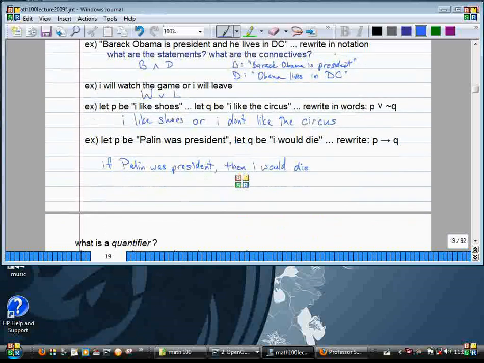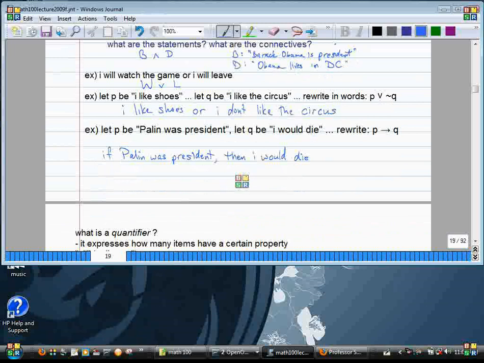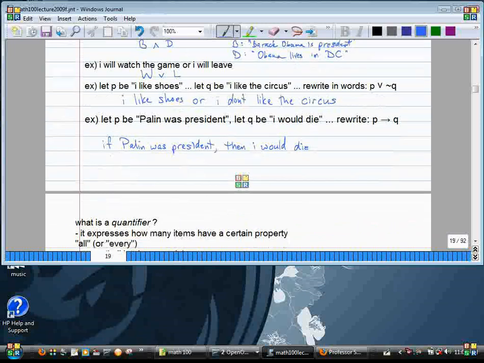Okay. Next, quantifier. What is a quantifier? A quantifier expresses how many items have a certain property. Now by how many, I don't mean a precise number, but I mean it in this way. Logic means it in this way. There are three quantifiers. All is a quantifier.